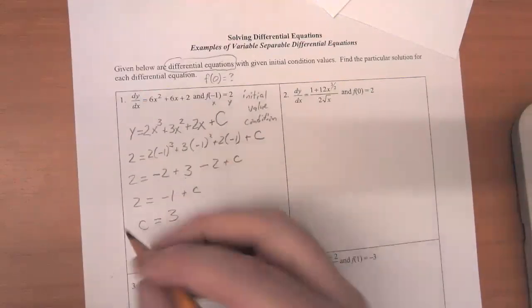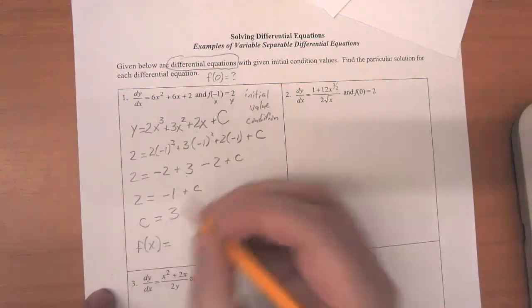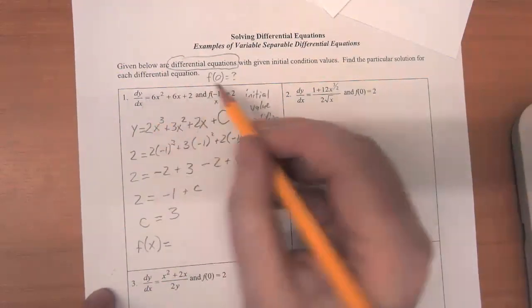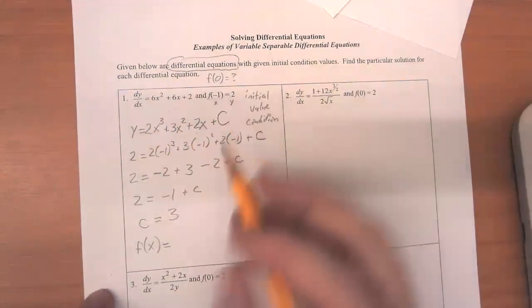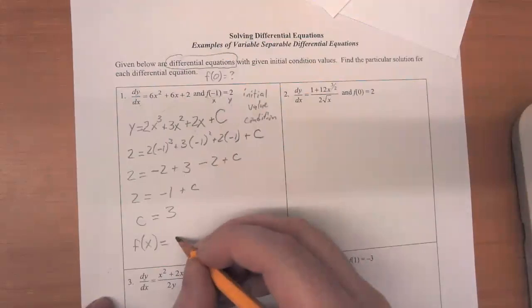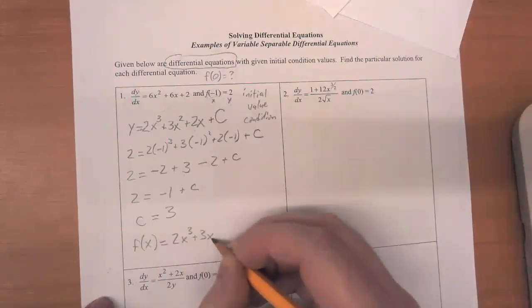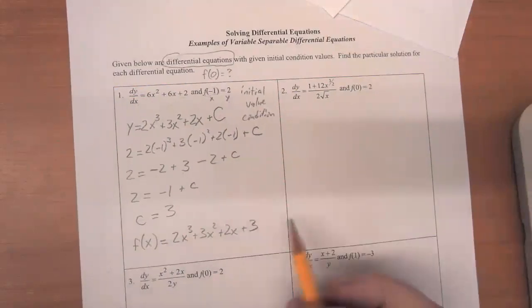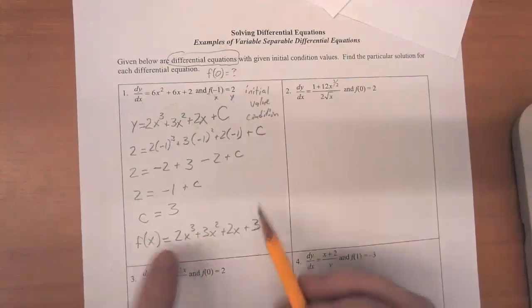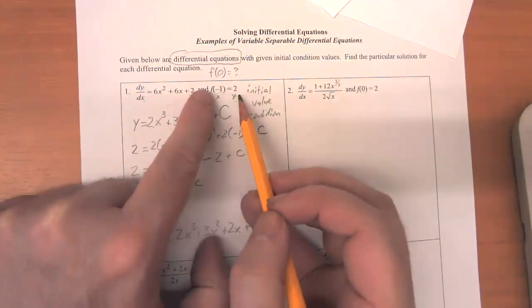So therefore, the function that satisfies this equation, they're kind of combining their notations here, which I don't love. We've got y equals x over here, and we've got f of something over there. But 2x cubed plus 3x squared plus 2x plus 3. So this satisfies both of our conditions. It satisfies this differential equation, and it satisfies this initial value condition.